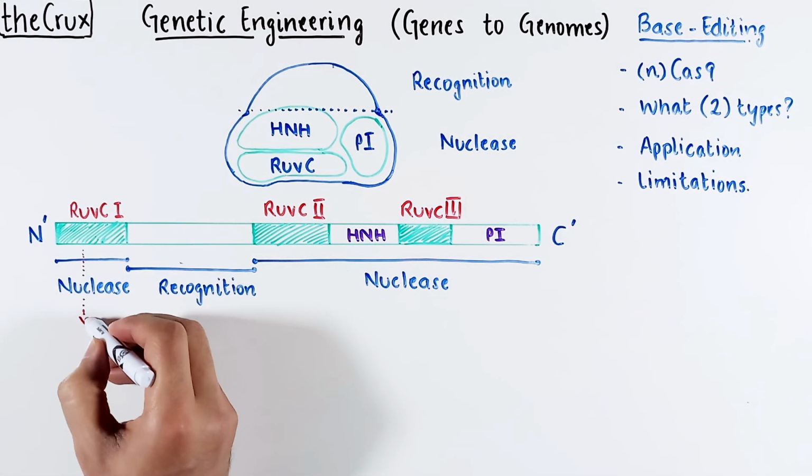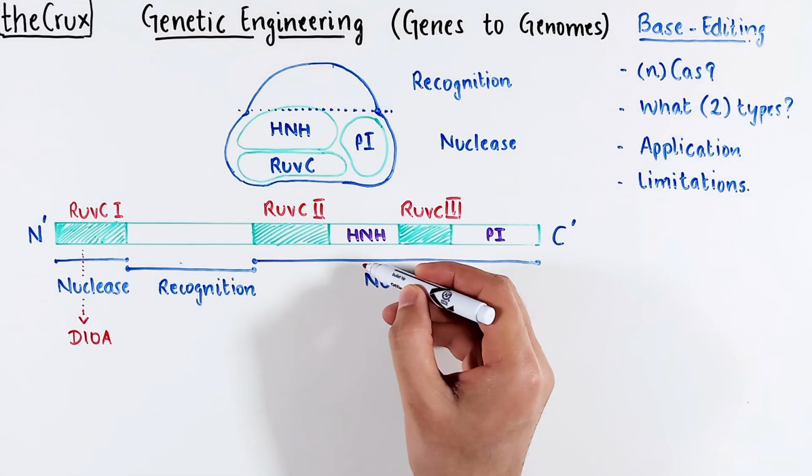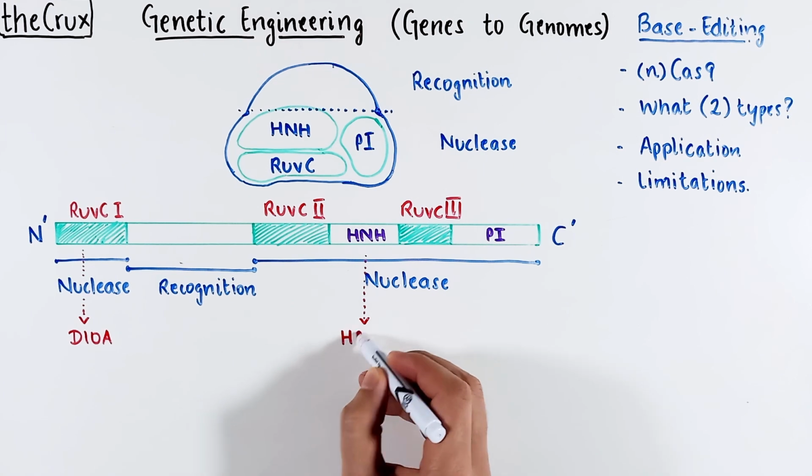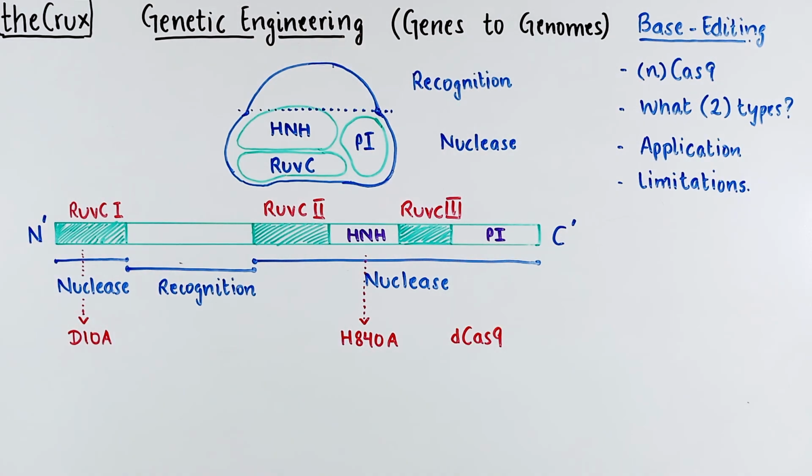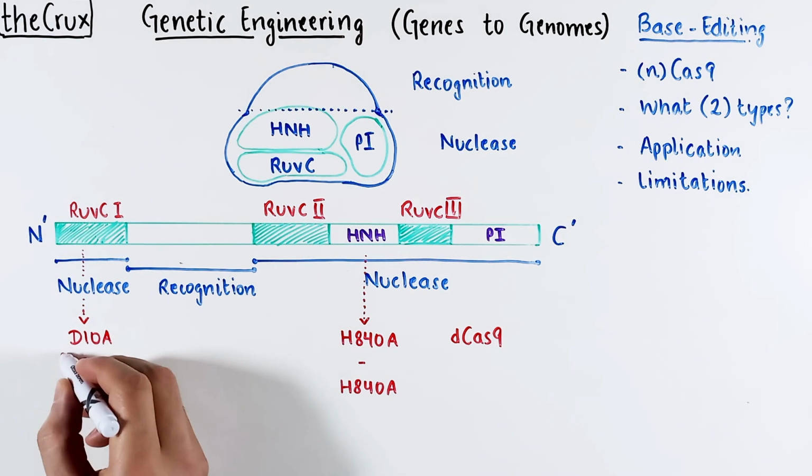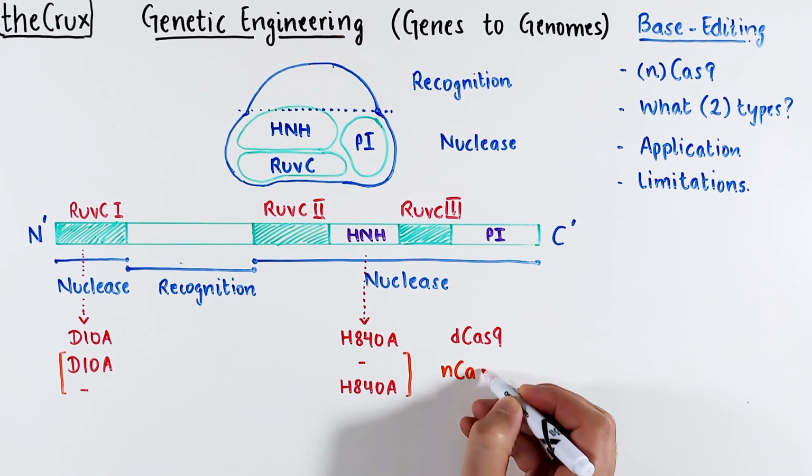From my previous video, you may recall that disrupting the 10th and 840th position results in a dCas9. Instead of creating 2 mutations, what if you only mutate the RuvC domain? Alternatively, you can have a Cas9 version with a mutation in just the HNH domain. These are what we call nCas9.